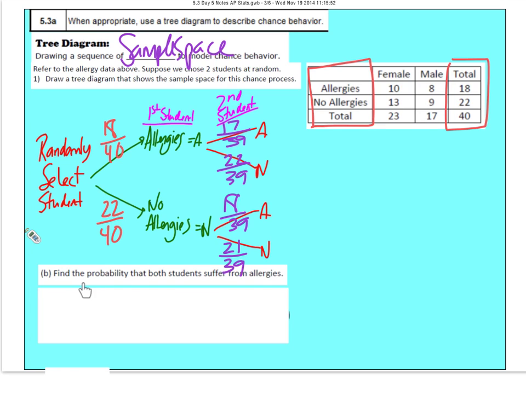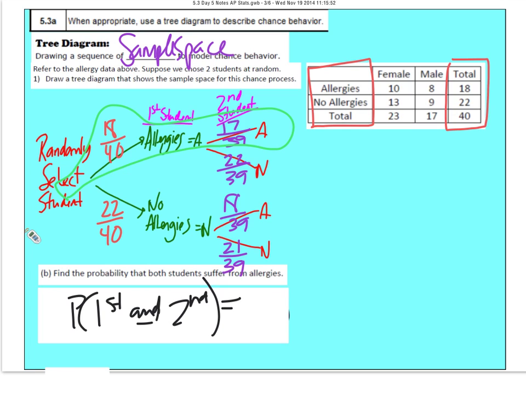Here it is. Find the probability that both students suffer from allergies. If I look at this tree, there's one branch that shows me both students have allergies. If I follow it, I'm going to see that that branch is this. So what that might help me do is realize I have the first student and the second. Remember, in probability theory, when you hear "and," we're going to have the probability of the first and the second. What I'm going to do is actually multiply these two together. It will give me the actual answer then.